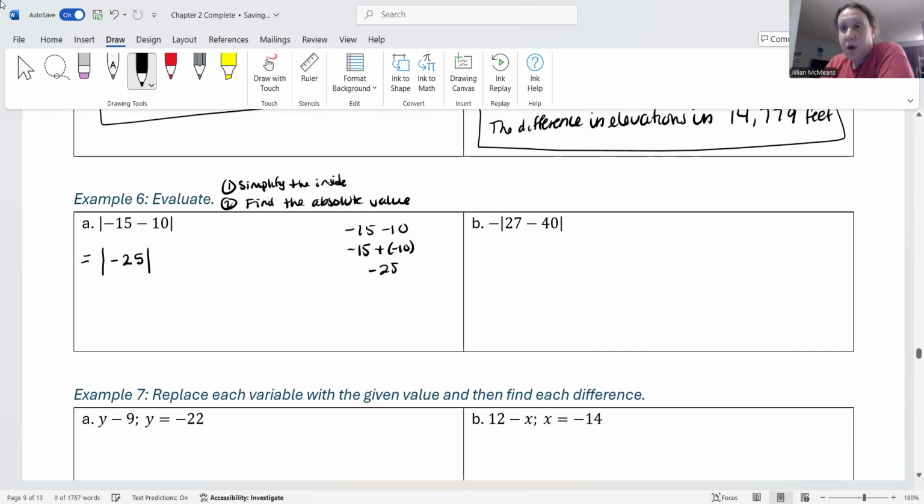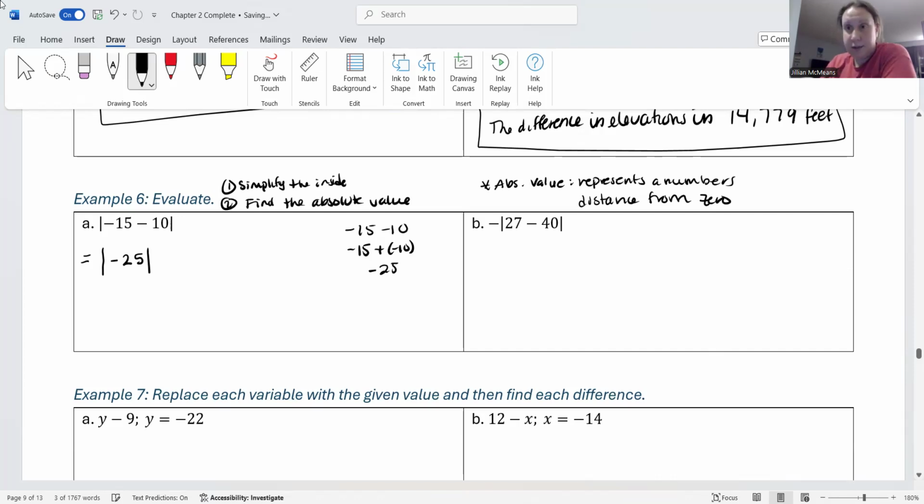And remember, when we're talking about absolute value, we're interested in a number's distance from zero. So remember, absolute value represents a number's distance from zero.